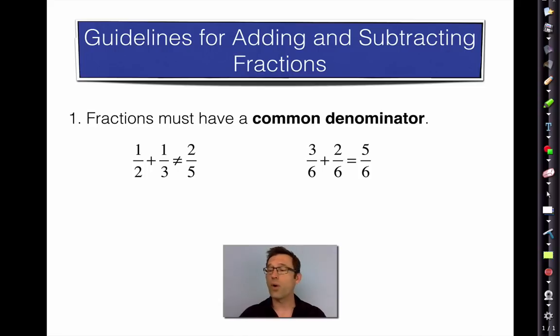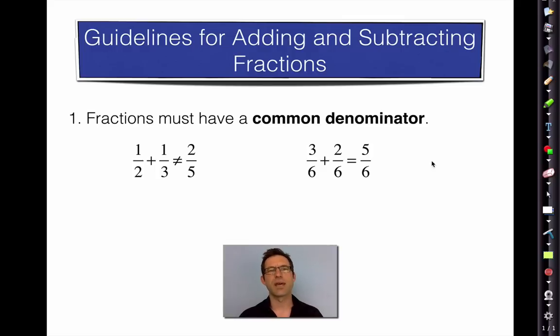Now, I really do hope that you understand why you get 5/6. This is no different than saying I've got 3 oranges plus 2 oranges, and therefore I have 5 oranges. A sixth is a quantity. And saying I have 3/6 means I've got 3 of those things. And 2/6 means I have 2 of those things. So if I've got 3/6 and 2/6, I've got 5/6. I don't have 5/12, right? I mean, I don't add those denominators.